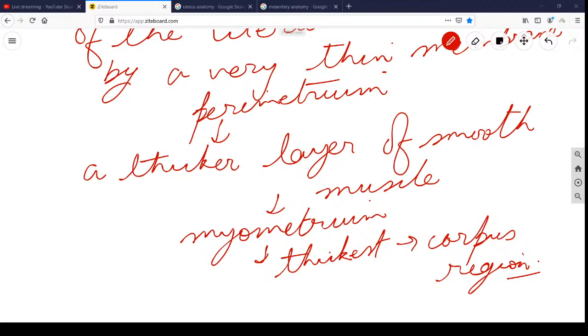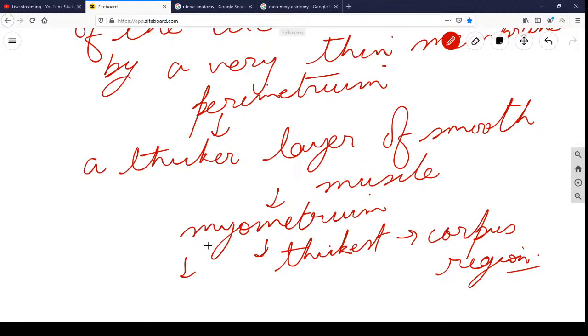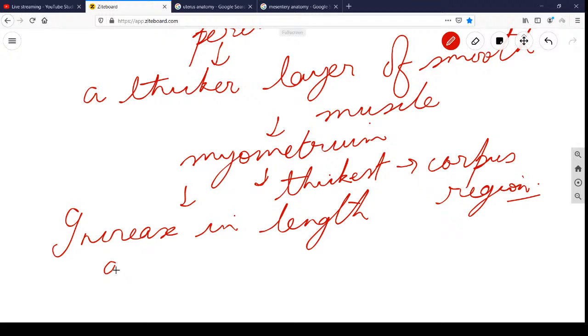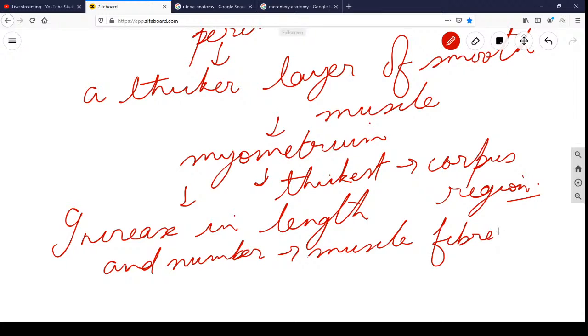So the myometrium is great for strong contractions. Its muscle fibers increase in length and also number during pregnancy. Usually muscles do not divide, but these are smooth muscles, and they can undergo conditional mitosis. These are not skeletal muscles.